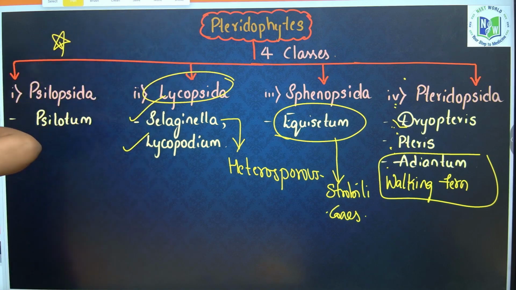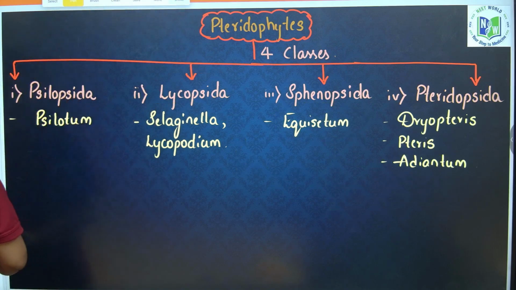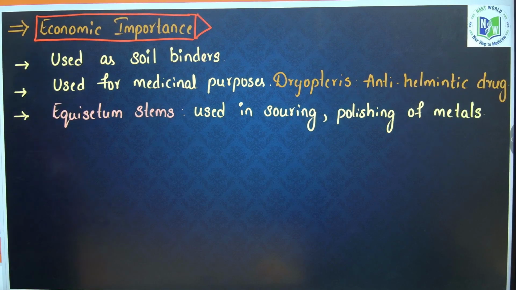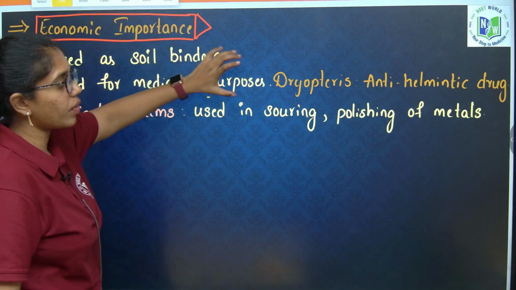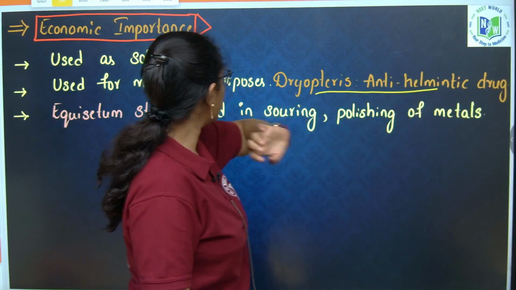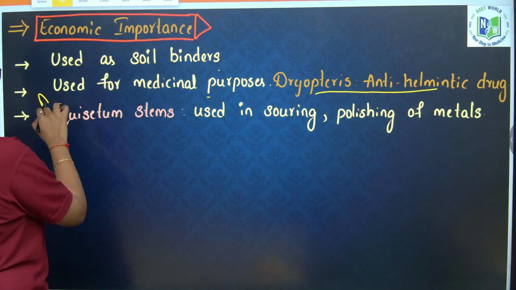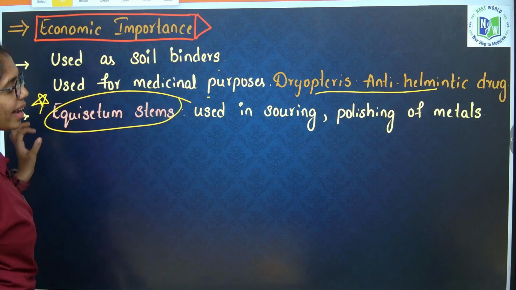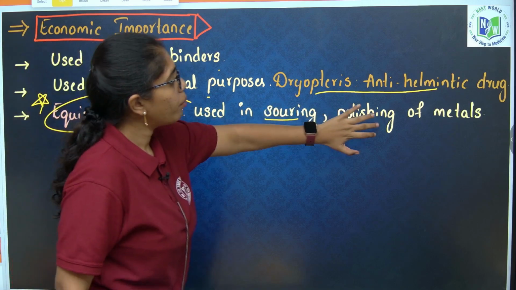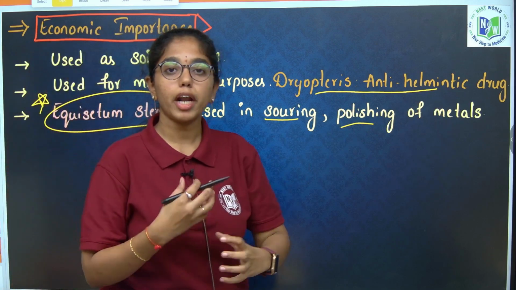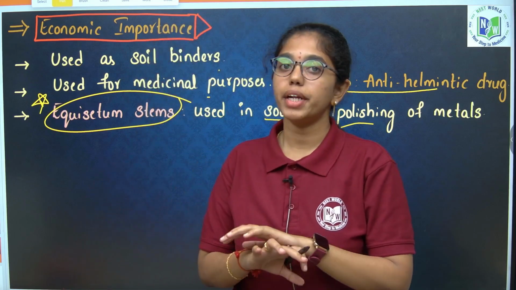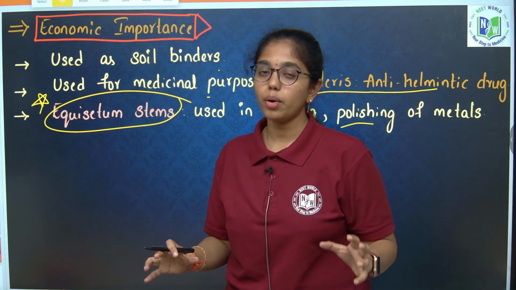If you want, you can also take a screenshot of it. Next. Economic importance is not as much as you see in bryophytes, but there are a few. These are used as soil binders. Next, they have certain medicinal properties, for example Dryopteris has anthelminthic property, and this is important, wherein Equisetum stems are used for scouring and polishing of metals. This is all about bryophytes and pteridophytes, beta. We have completed the complete concept of bryophytes and pteridophytes.